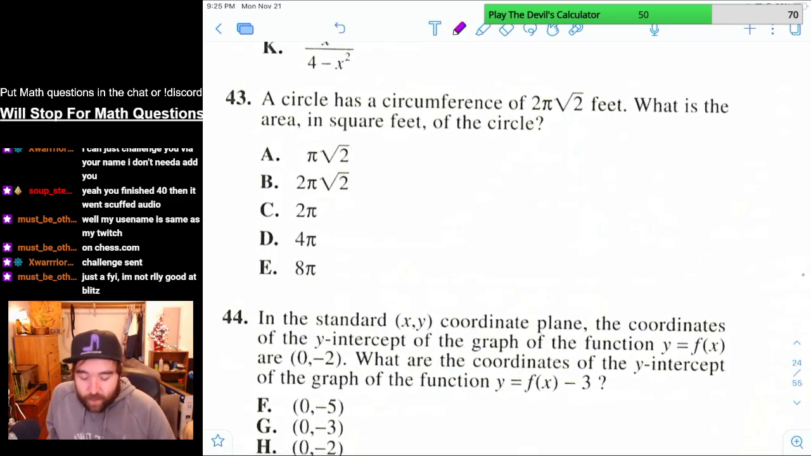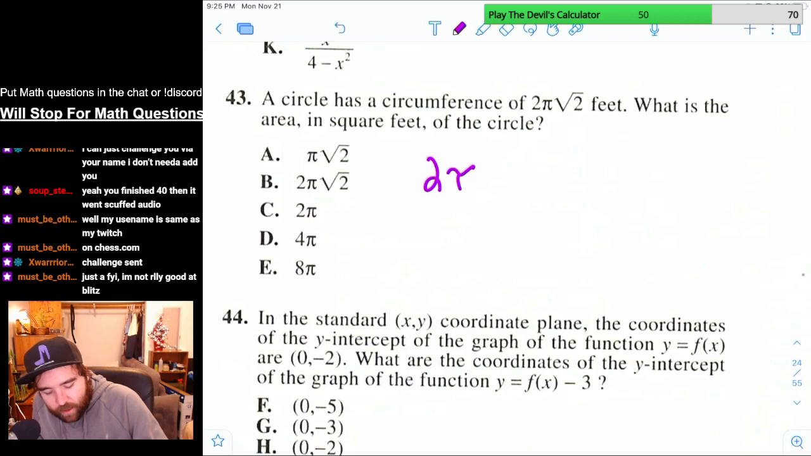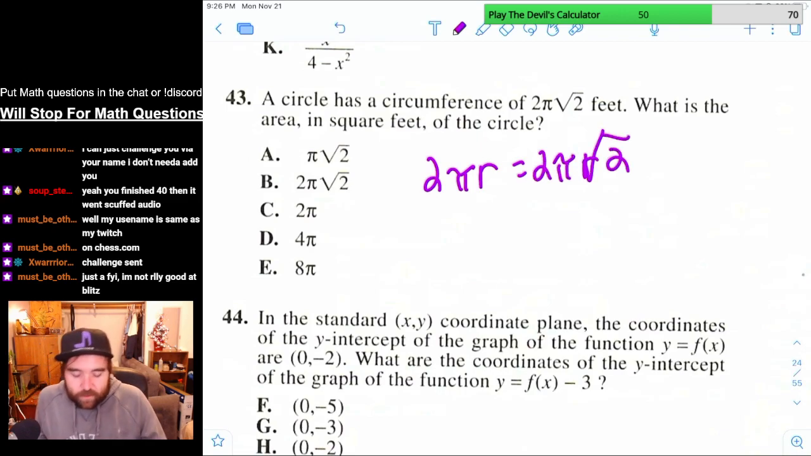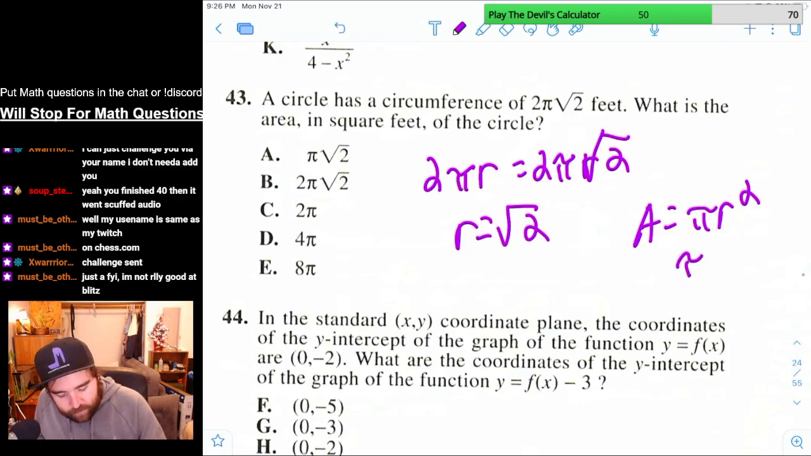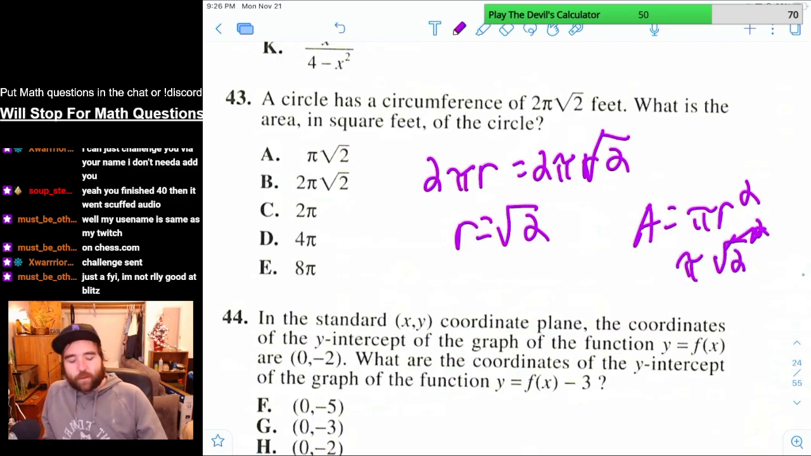All right, next, a circle has a circumference. So circumference is 2 pi r of 2 pi root 2 equals 2 pi root 2. So what is the r? Well, the r is root 2. So then they ask about the area. Well, the area is pi r squared, so it's pi root 2 squared. So those are canceling. So it's simply 2 pi.